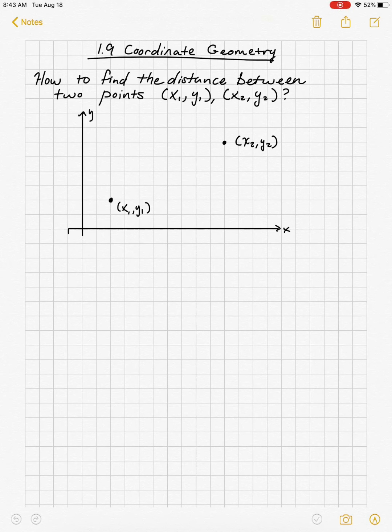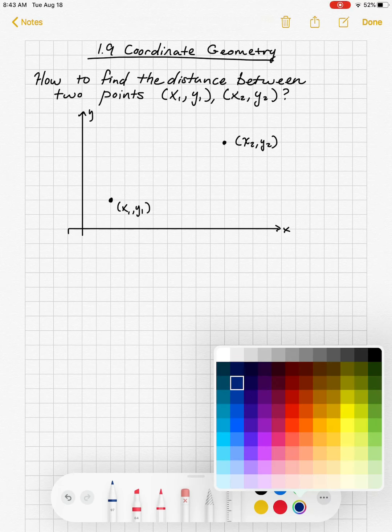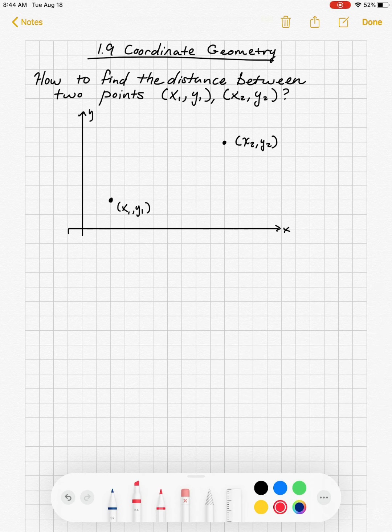So 1.9 is a little bit of a review of what we would call some coordinate geometry. So really just plotting points, thinking about some formulas we can use to relate a couple of points, and a review of circles. So first of all, say I have two generic points, so x1, y1 and x2, y2. The question is, how do I find the distance between the 2 points?